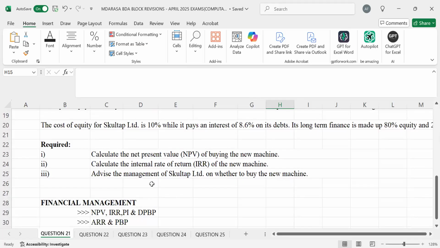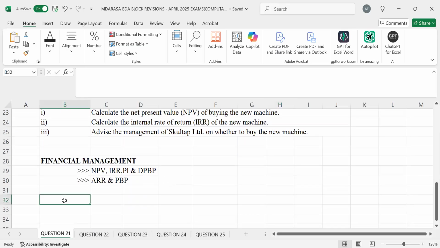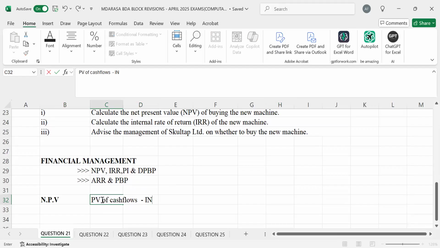At this point, it is important for us to note, taking you back to NPV, that all we are looking at is simply the difference between the present value of our cash flows minus our initial outlay. This is what will give us our NPV.